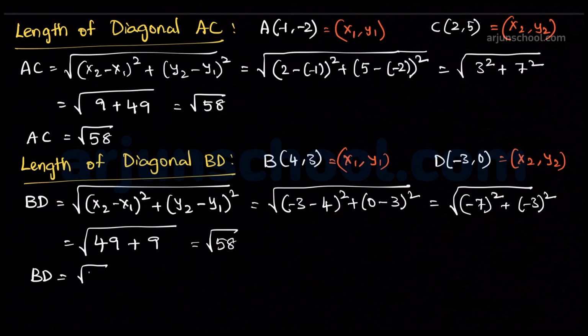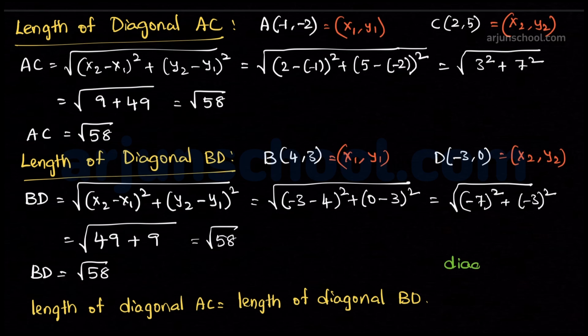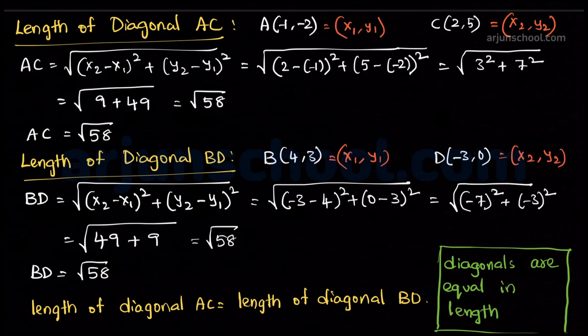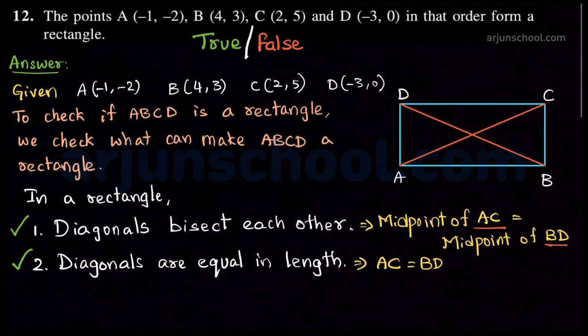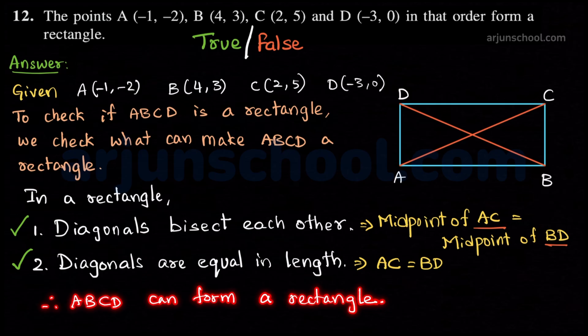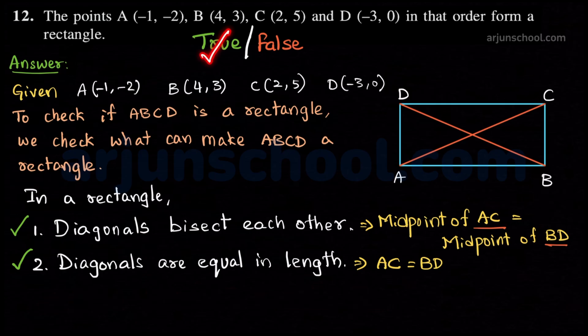Therefore, length of the diagonal BD is equal to root over 58 units. And from what we have calculated, the lengths of both the diagonals AC and BD are equal. The diagonals are equal in length. And this verifies the second property of a rectangle. Since we have verified that the given points A, B, C and D obey the two properties of a rectangle, diagonals bisect each other and diagonals are equal in length, we can say that ABCD can form a rectangle. Therefore, the given statement is true.